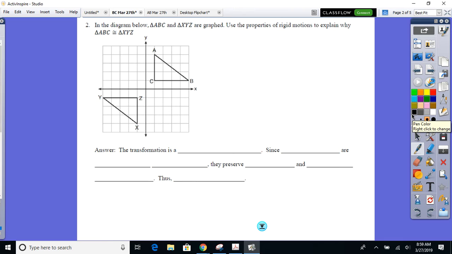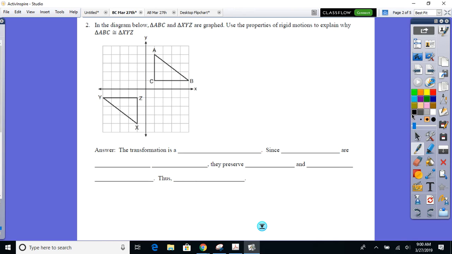Prove to me why those two triangles are congruent. I didn't provide the transformation either. So you're going to have to discuss in your group right now, how do I get triangle ABC to match up with triangle XYZ? What transformation can I do that will match those up? And if you need to, sure. I know I only have one blank here, but you can have more than one. Whatever gets the job done. But in this case, I prefer just one transformation here, please.